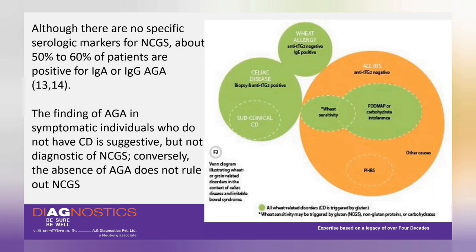So here again, you can see the Venn diagram. Now we have put in the tests which we have done. So in celiac disease, you will have a biopsy and anti-TTG positive. In wheat allergy, the anti-TTG will be negative, the IgE will be positive. And in the NCGS, the anti-TTG will be negative. You can have anti-gliadin antibodies positive. Also here, I have now introduced a new term, FODMAPs or carbohydrate intolerance. So I will talk about this a little later.